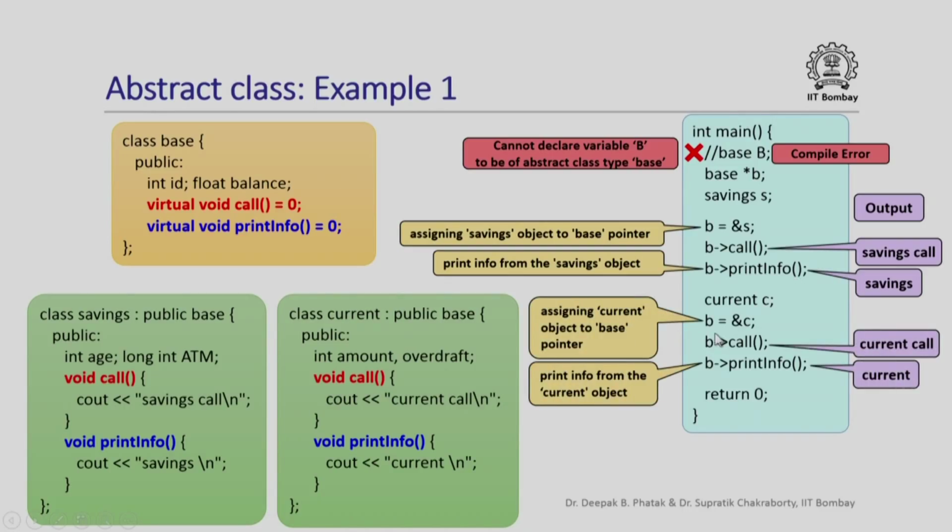Over here the same B, which is a pointer to the base class, is being assigned the address of an object of the current class. And then when I say B arrow call, B arrow print info, B is just an abstract class, it does not even have definitions of call and print info, these are pure virtual functions. So when I say B arrow call, I have to find the context in which this method is being invoked. The context is that B is pointing to an object of class current, so I have to use the definition of call as in the class current, and similarly the definition of print info as in the class current, and so current call and current are going to get printed over here.